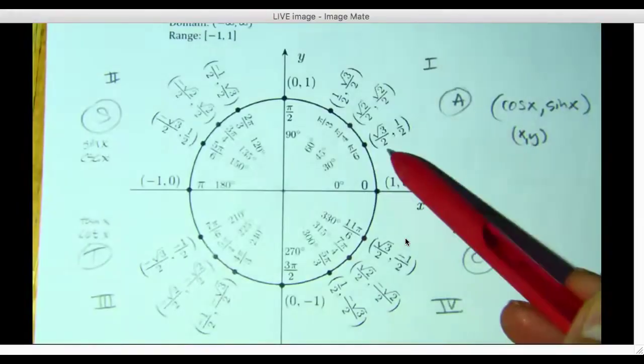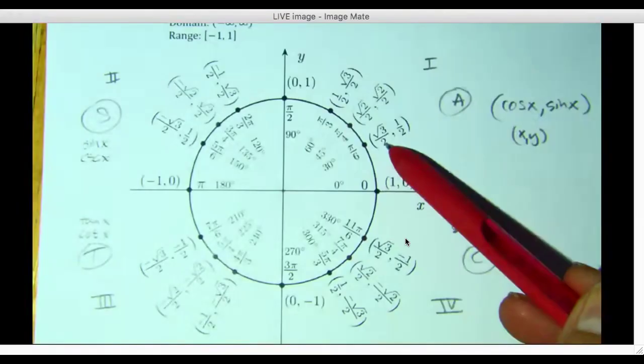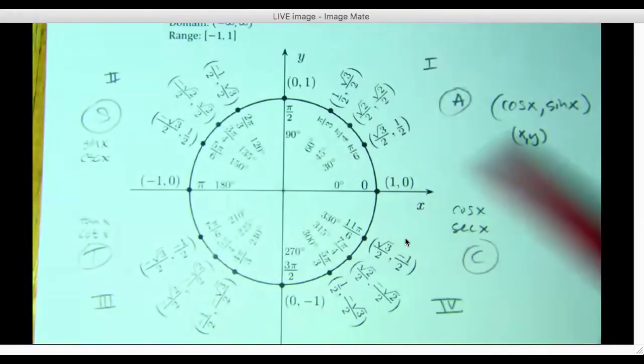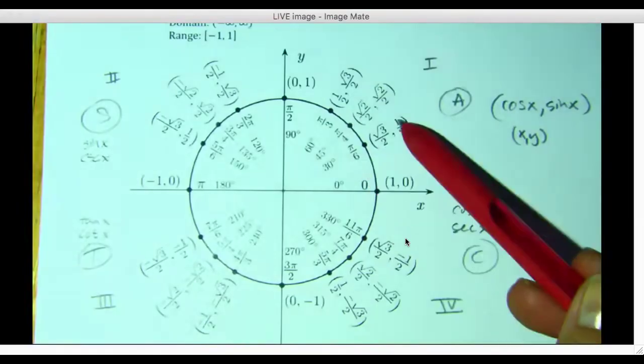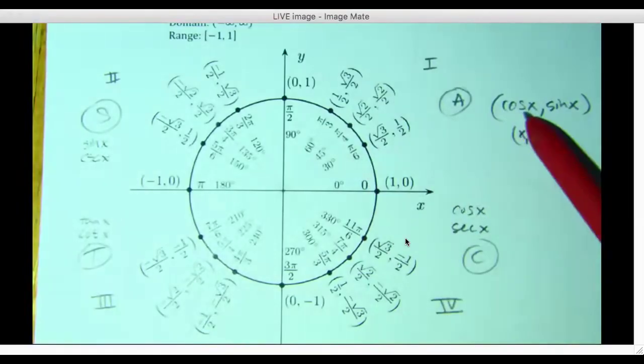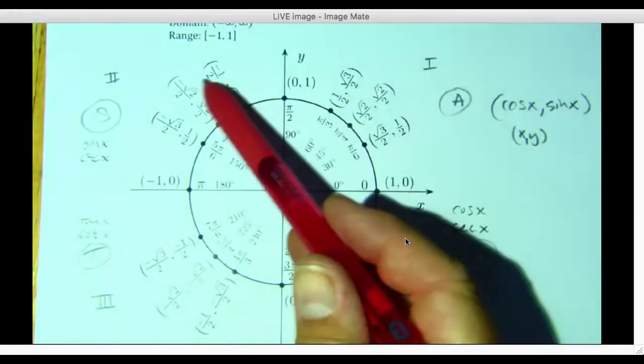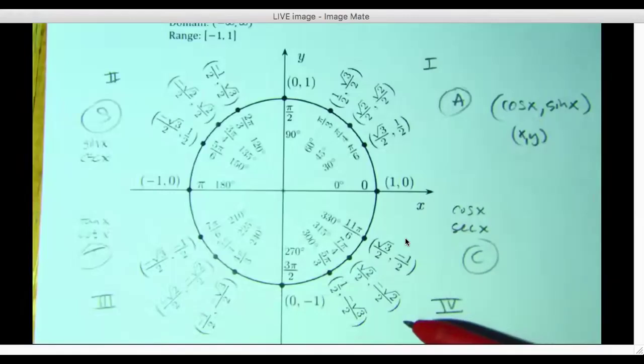So the x coordinate here is what cosine of 30 degrees is equal to. Cosine of 30 degrees is root 3 over 2. Sine of 30 degrees is 1/2. And so that's what these coordinates are all the way around the unit circle. The x values are all of the cosine values at these angles, and the y value is the sine value at all of those. So like we did in the last video, I color-coded these angles so that you could see the pattern that they follow.